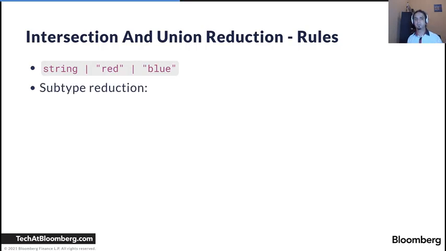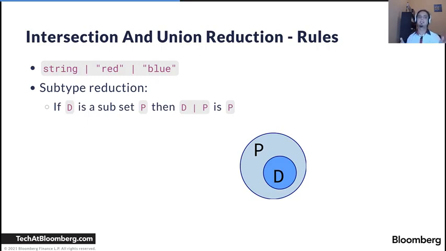So if we have string or red or blue, this has a type of subtype reduction also applied to it. So if D is a subset of P, then if we take the union of these two sets, P union with D, well, the result is just simply P, right? Because we have this parent set, it contains all the values that D also contains. So the result is just P. Similarly, if we have the union string or red or blue, well, red or blue are superfluous. They don't add anything, because string already contains the values red and blue. So there's no reason to specify those separately. So this just reduces to string, and we can see that in the IntelliSense.